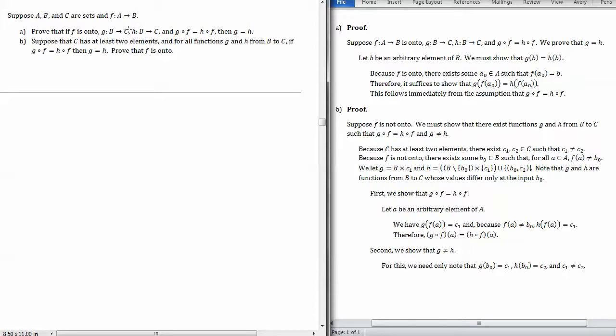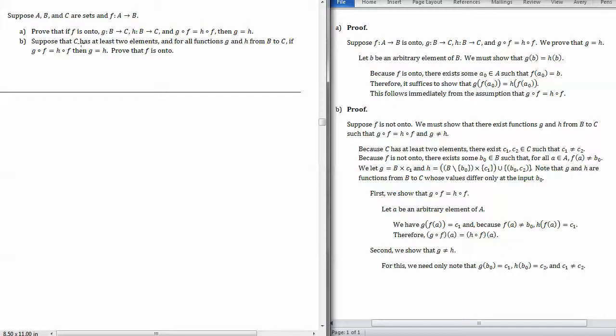On some level, we were showing that if the compositions are equal, then g equals h. Now we're supposing that we do have that conditional, that if the compositions are equal then g equals h, for every possible g and h, and we're getting that f is onto out of that. And for some reason we have to have this additional assumption that C has at least two elements. So it'd be worthwhile to think through why we need that.